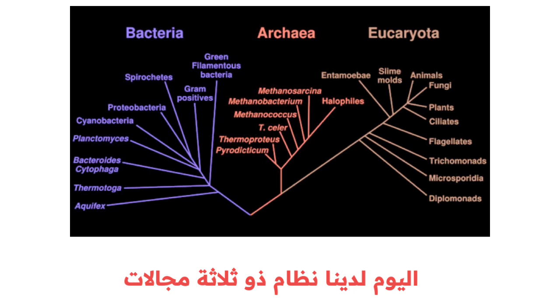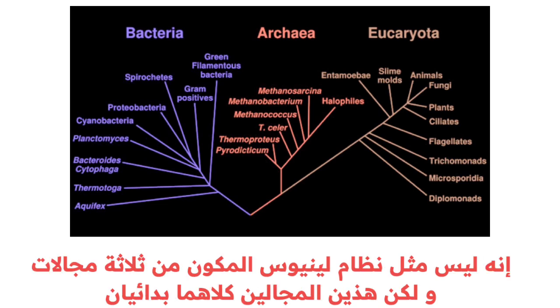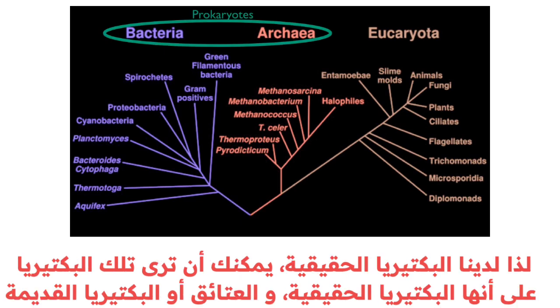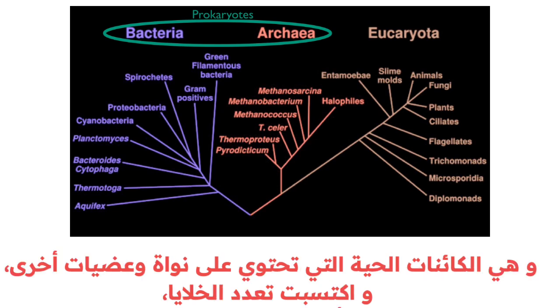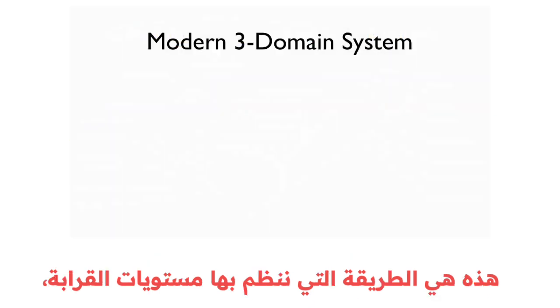Today we have a 3-domain system. It's not the same as Linnaeus's 3-domain system, but these 2 domains are both prokaryotic. So we have the true bacteria, you may see those as eubacteria, and the archaea, or the ancient bacteria. They are the oldest living things on the planet. And then the 3rd domain are the eukaryotes. Those are organisms that have a nucleus, other organelles and gained multicellularity, although they're not all multicellular.